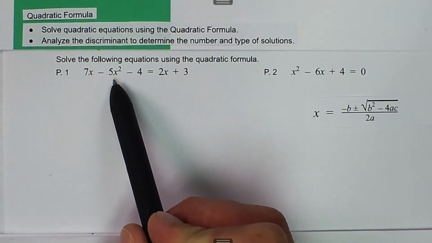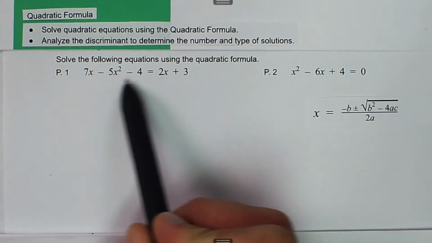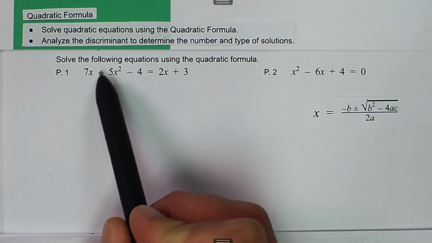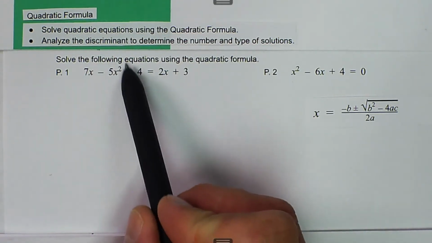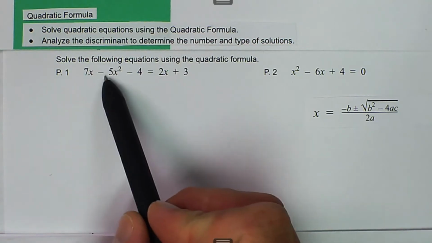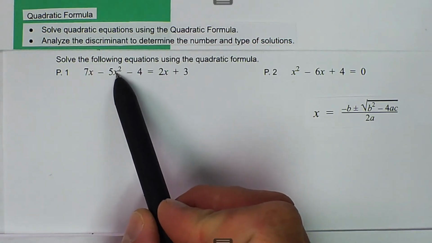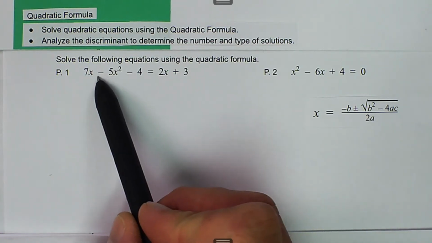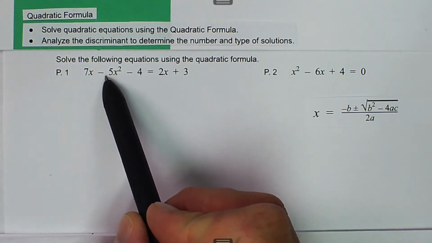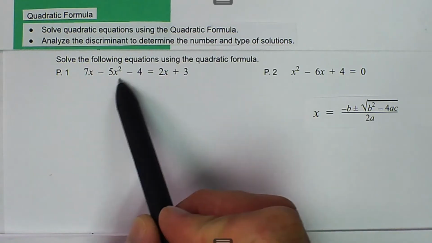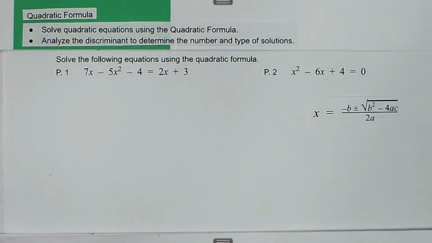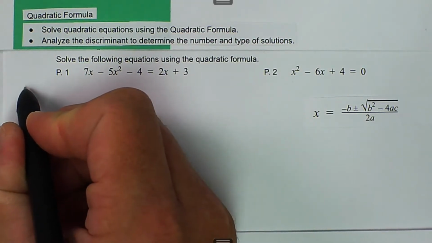A good way to decide what side of the equation should be 0 is based off of the lead coefficient. The lead coefficient is the coefficient that's with the x squared, and we always want that to be positive. Right now it's negative, and if we add 5x squared to both sides, then we'll have a positive lead coefficient. So that's what I'm going to do first.